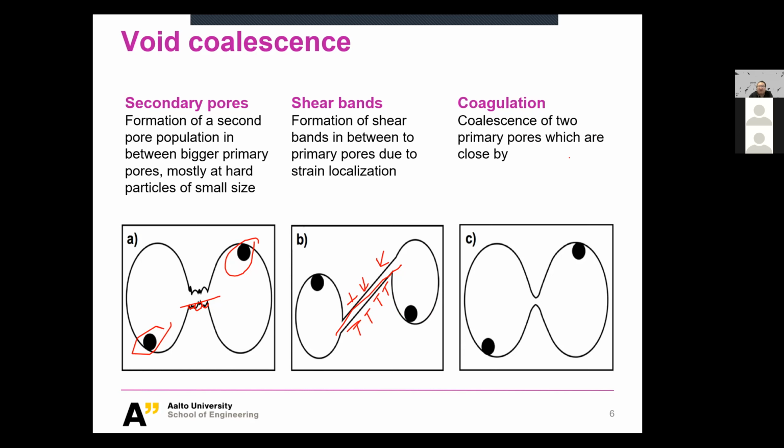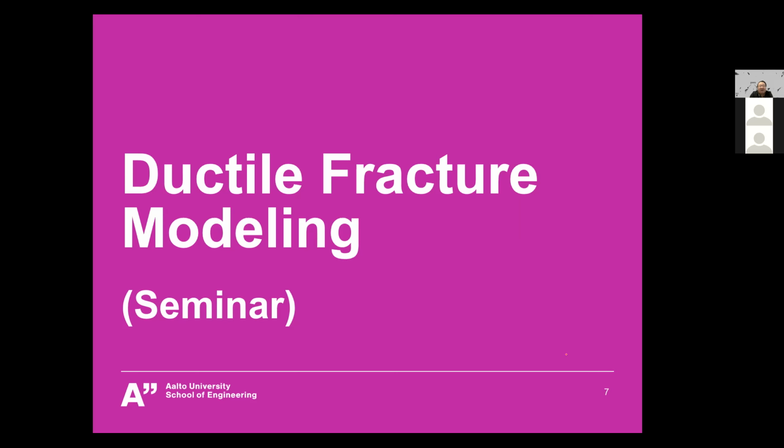The third one actually is the easiest one to understand. It is so-called coalescence. It is nothing but these two voids being so close to each other that when they grow at a certain point, they will just touch each other and become one big void. All right, so these are the three void coalescence mechanisms. I think that is already the end for the ductile fracture mechanism.